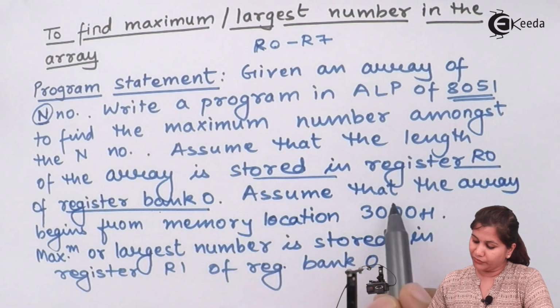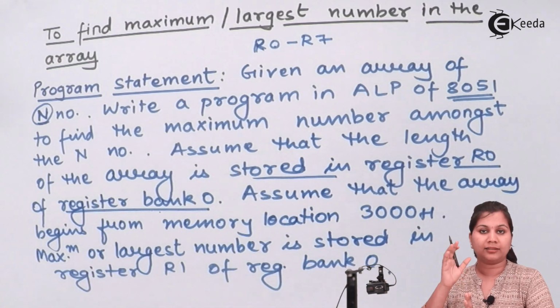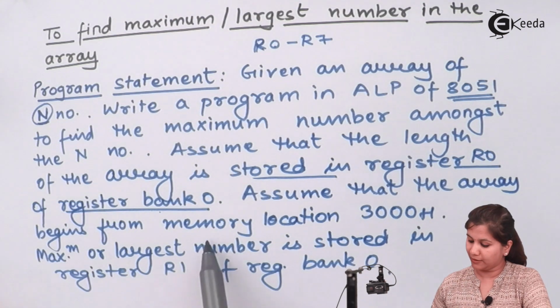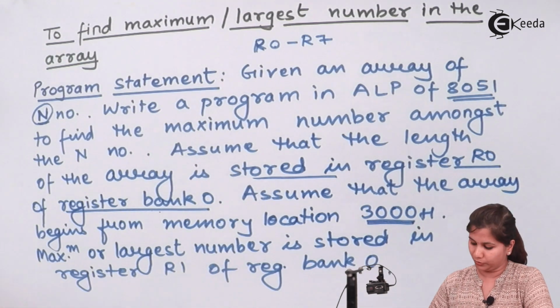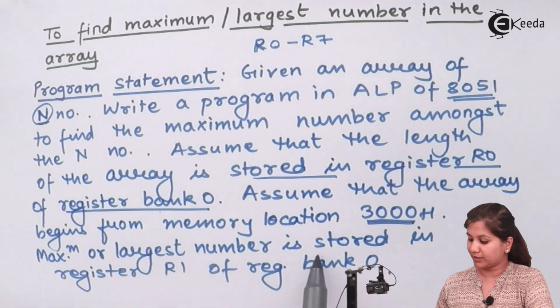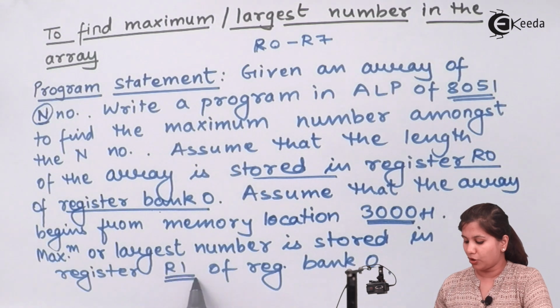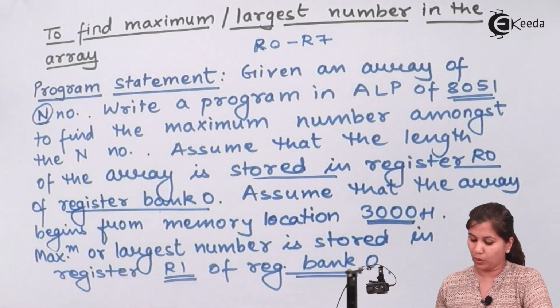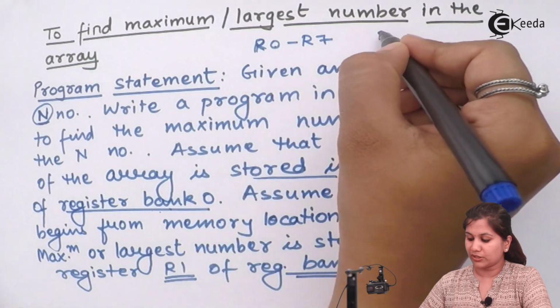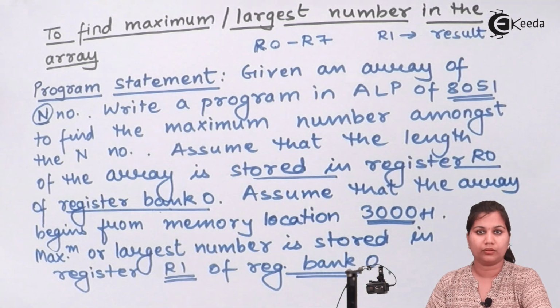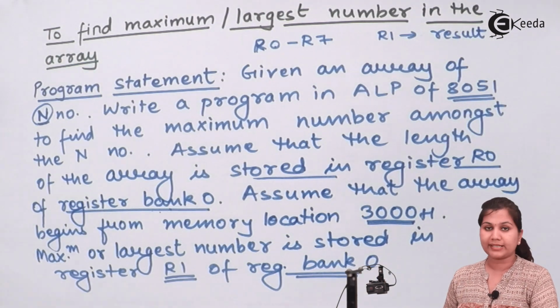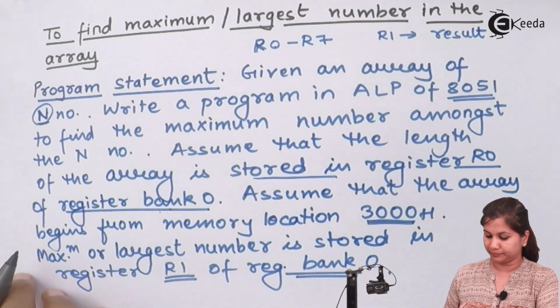Also we have to assume that the location at which the numbers are stored, the starting memory address, is 3000H. Now the result, the maximum or the largest number, is stored in register R1 of register bank 0. So again bank 0, but now its register R1 is used to store the result. So let's start with our problem.